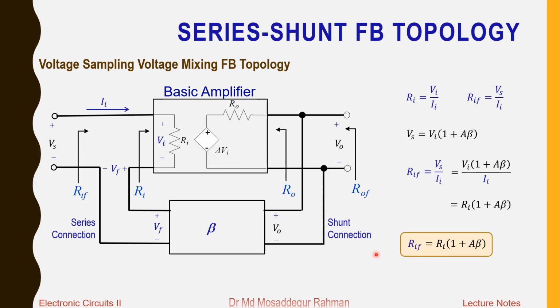Another point to note here is that look at the connection. The connection at the input side is a series connection, and we have an increased input resistance. And later on we'll see that whenever you have a series connection, that will cause an increase in the resistance, whether at the input side or at the output side. And whenever you have a parallel connection or shunt connection, that will result in a decrease in the resistance, whether at the input side or at the output side.